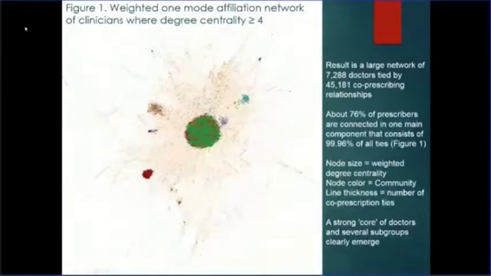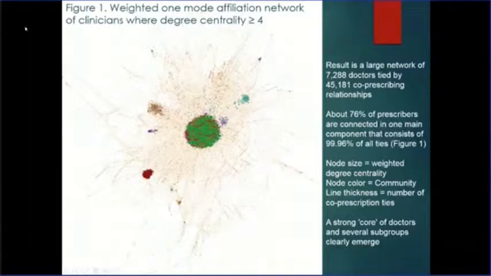And so here's a picture of the network. The overall result is a very large network of about 7,000 doctors who are tied by 45,000 co-prescribing relationships. About 76% of those prescribers are connected in one main component, and this is a picture of that component. That component contains 99.96% of all ties, so most of the co-prescribing ties are represented in this network. It's so big and so clustered that it's almost hard to see the ties that are there, but I'm going to zoom in in a minute.